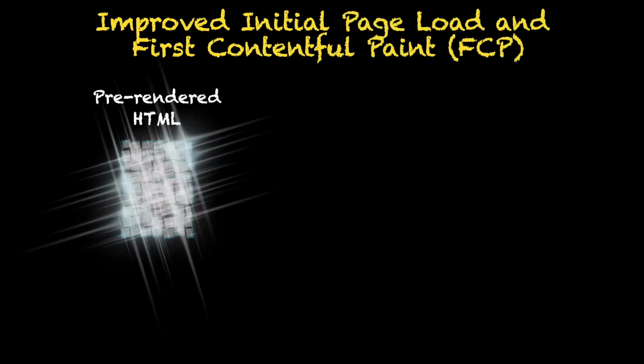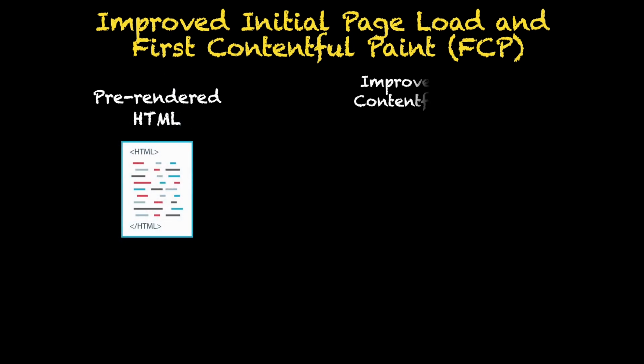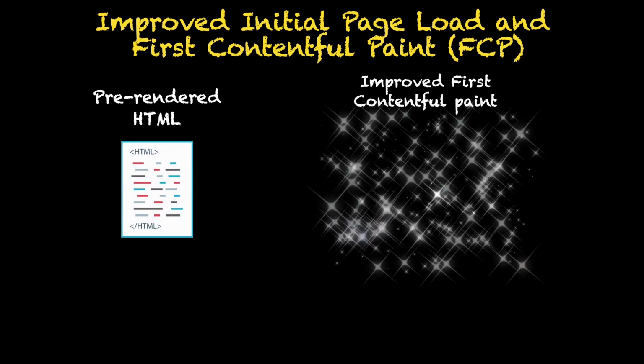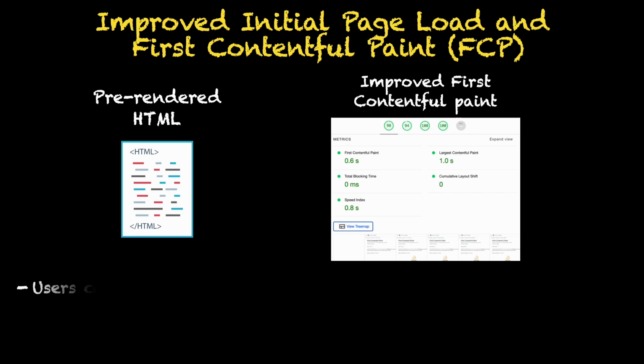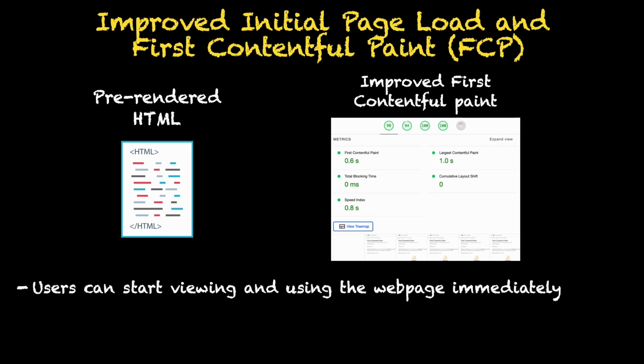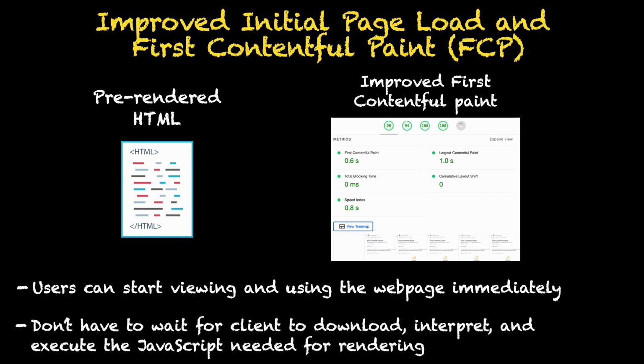Apart from that, server rendering in server components allows generating the basic structure of a web page on the server, enabling users to see and interact with the page faster. Users can start viewing and using the web page immediately because the server sends pre-rendered content. This is faster than waiting for the client to download, interpret, and execute the JavaScript needed for rendering.